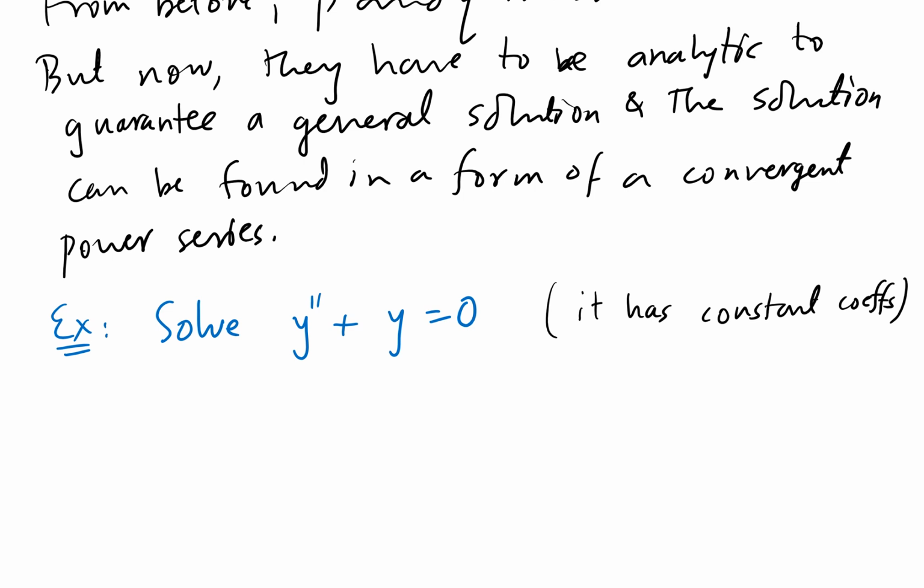But if you'd like to find, on the side, what is P of x here? There's no y prime term, so P of x is 0 and Q of x is 1, the coefficient of y. Those are really analytic.